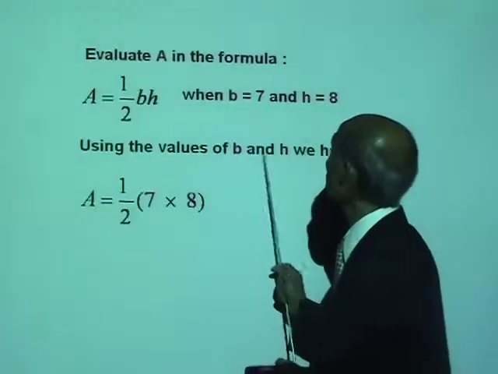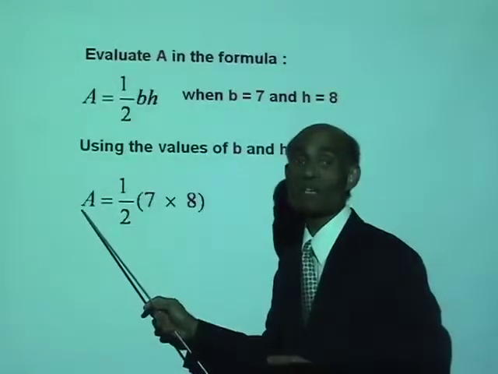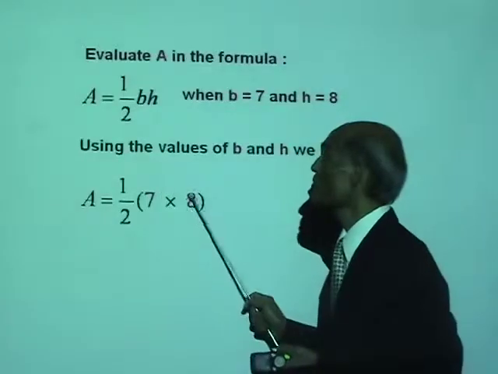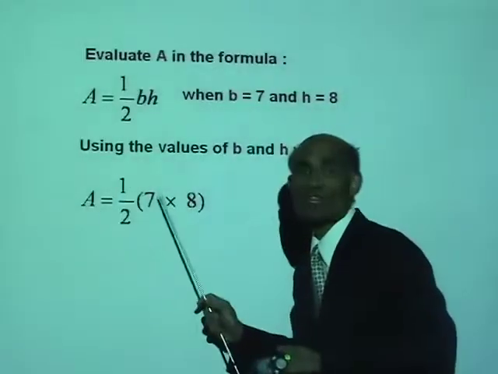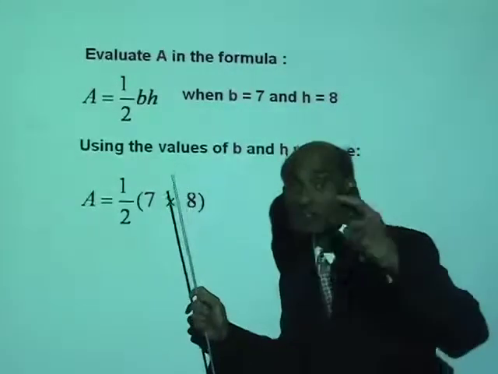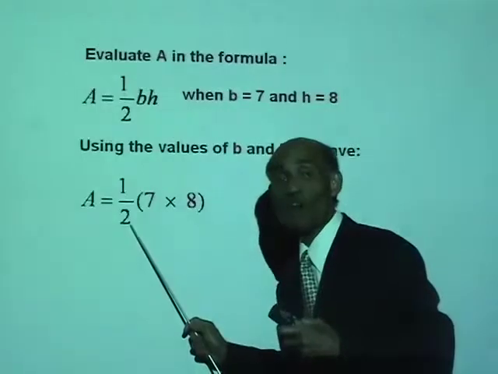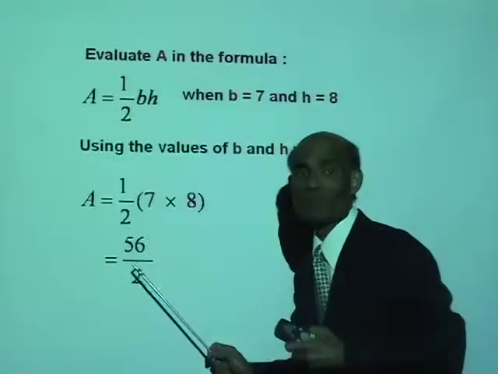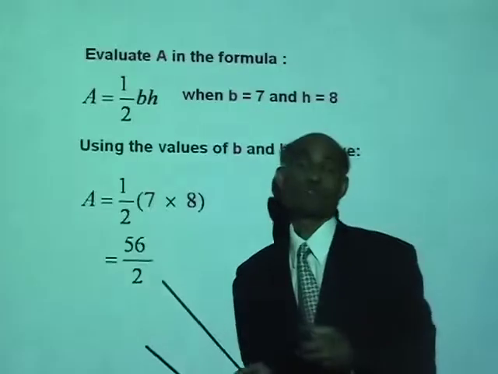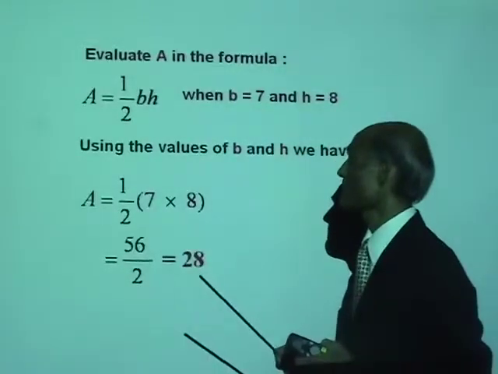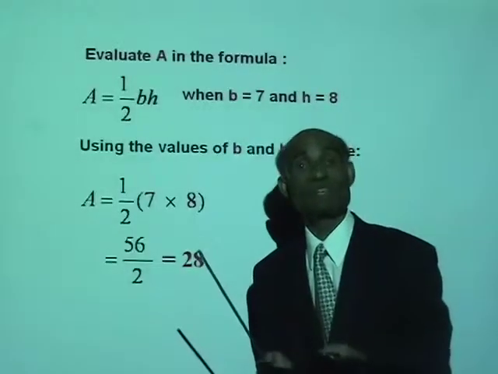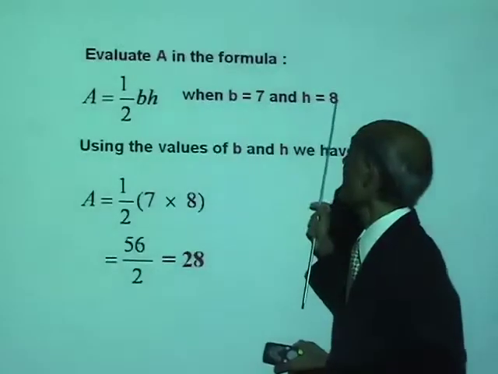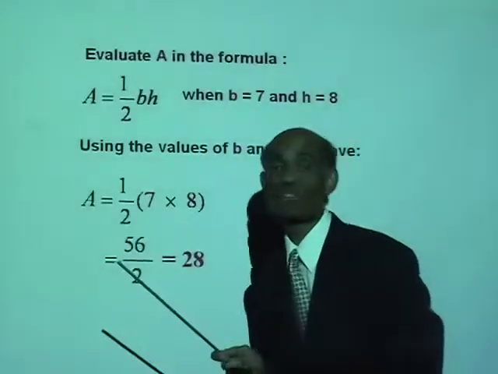So using the values of B and H, we have A, the area, equal to 1/2 base multiplied by height, 7 multiplied by 8. And if you notice, 7 and 8 are on the numerator and 2 is on the denominator, and 7 times 8 is 56. 56 on the numerator and 2 on the denominator. Can you simplify that? 56 divided by 2 is 28. The area of the triangle where the base equal to 7 and the height equal to 8 is 28 square units.